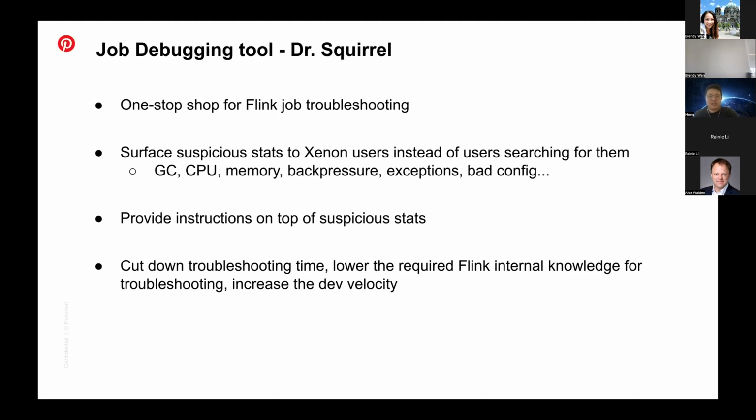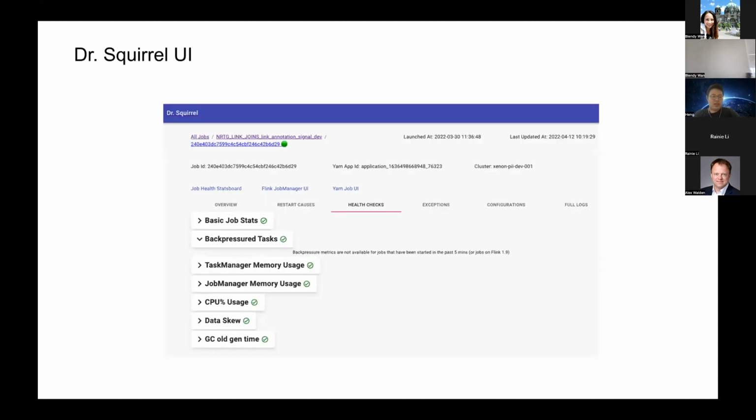Basically, these Dr. Score tools cut down the troubleshooting time and lower the required Flink internal knowledge to debug job issues, and greatly improve the dev velocity. And here is a Dr.